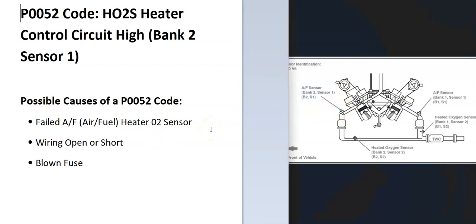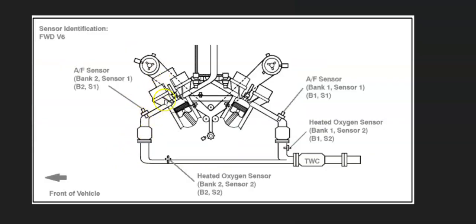And some possible causes of a P0052 code, well, it could be a bad sensor, could be in the wiring, like an open or short, and possibly a blown fuse. And so the first thing to do when you get this code is to go locate the bank 2 sensor 1 oxygen sensor, and there can be some differences in how the engine's laid out and where they're located. So it's always a good idea to go find a diagram for your particular engine and year or vehicle, since it makes it easier to find exactly where they're located.